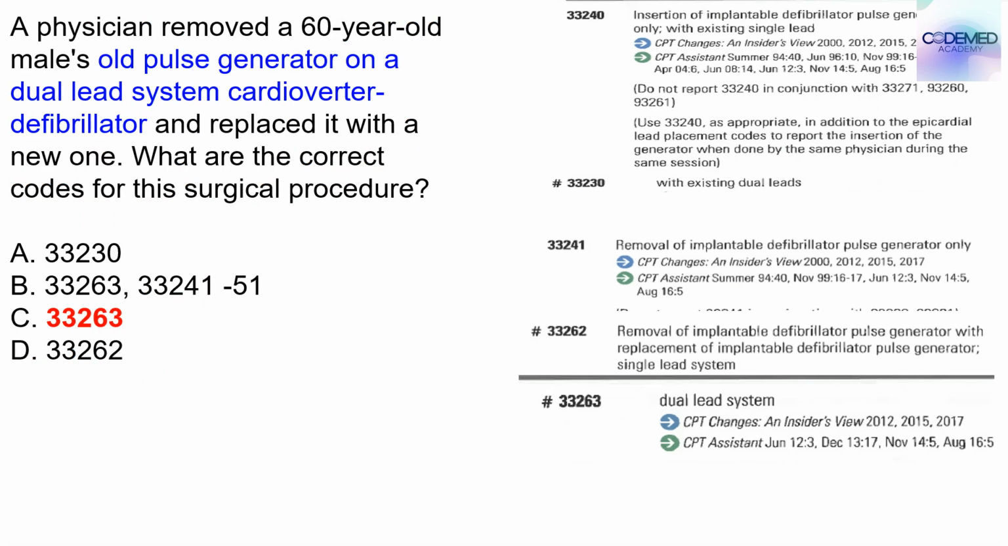So C is the correct answer because 33263 is an indented code, and I will read the code: removal of the implantable defibrillator pulse generator with replacement of the defibrillator pulse generator, dual lead system. And that's what happened in our patient's case.